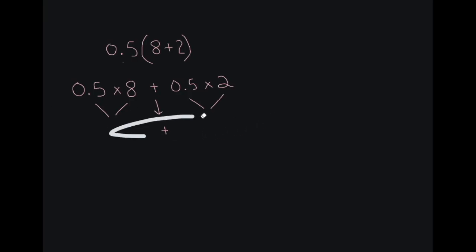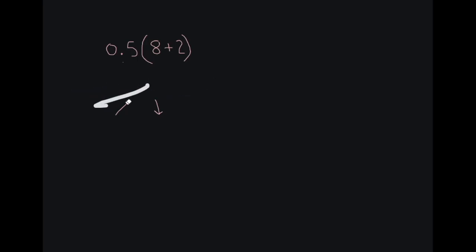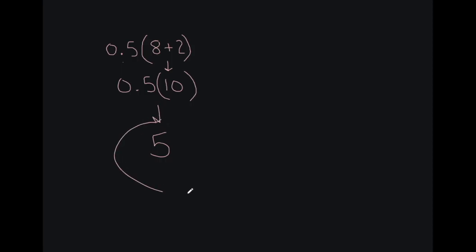Great job. Let's do a quick check and make sure we get 5 when we try it the other way. 8 plus 2 is 10. 0.5 times 10. Also, what is half of 10? Hooray! That also gives us 5.